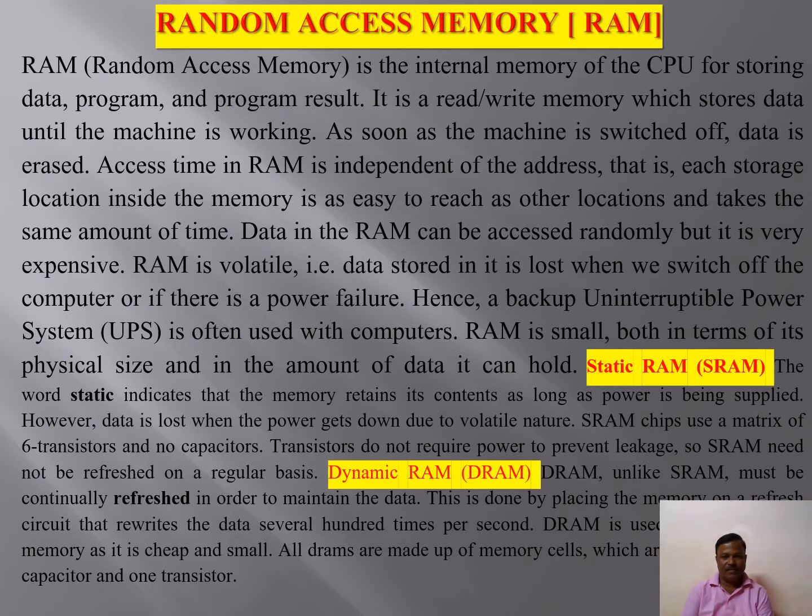RAM is volatile, that is, data stored in it is lost when we switch off the computer or if there is a power failure. Hence, a backup uninterruptible power supply (UPS) is often used with computers.